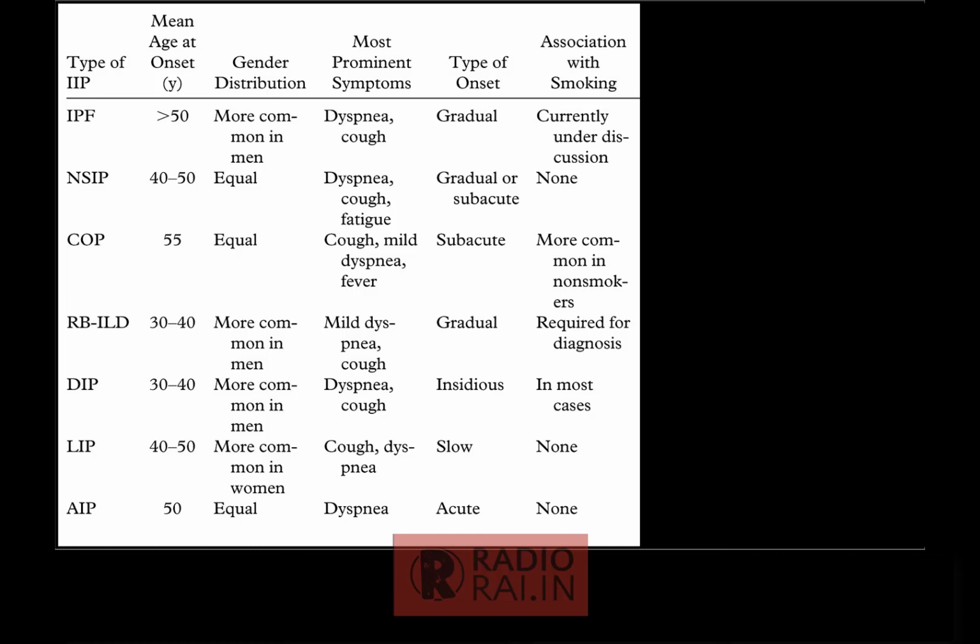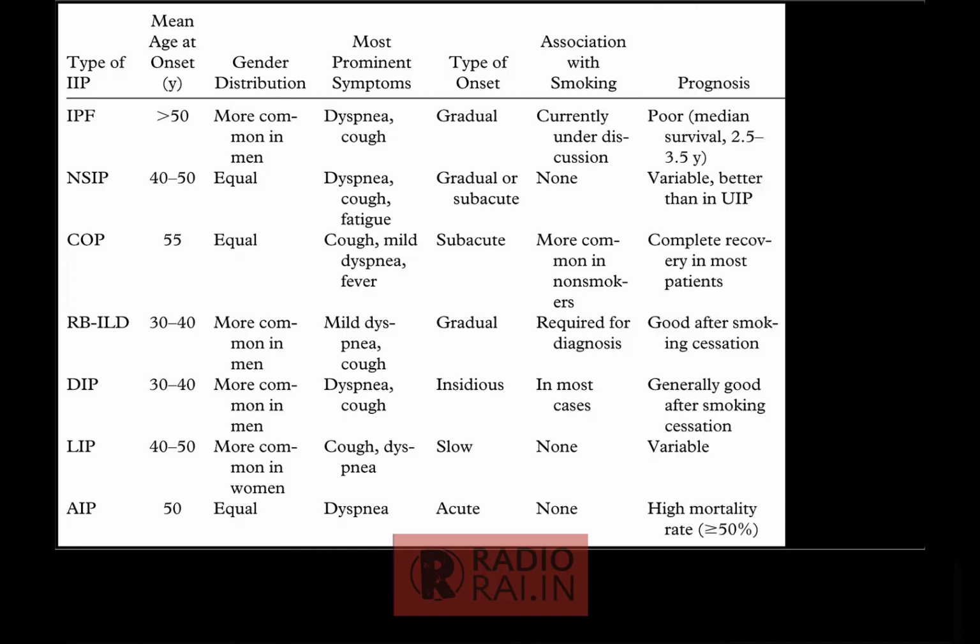But smoking tells us if there is smoking, then there is less chance of cryptogenic organizing pneumonia. Everything will have very good response with the steroid therapy, except for the idiopathic pulmonary fibrosis, which has poor response, and acute interstitial pneumonia, where the damage is already done, so mortality is very high. So steroid may not help much as the mortality is already high.